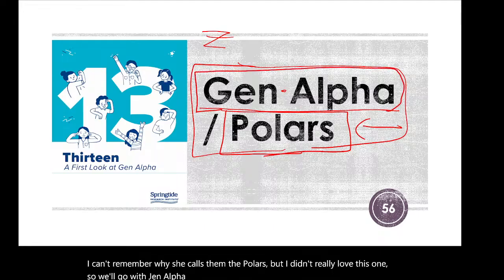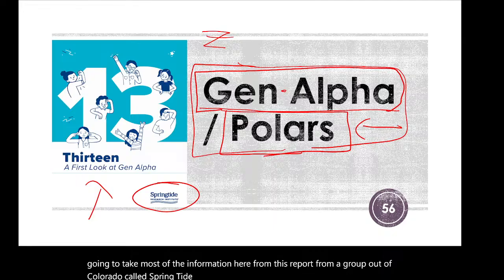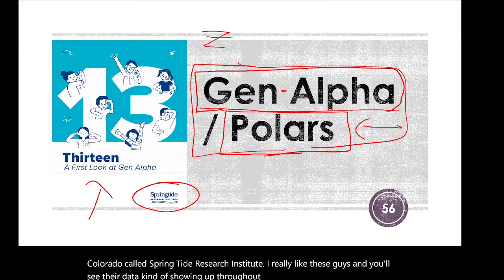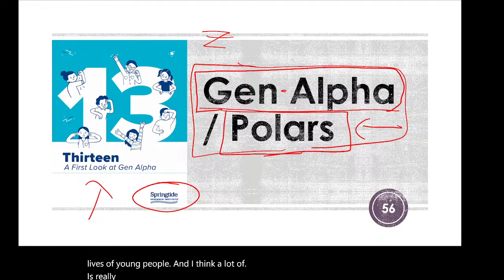Okay, now something worth noting, and I'm going to take most of the information here from this report from a group out of Colorado called Springtide Research Institute. I really like these guys, and you'll see their data showing up throughout the course. They do really cool research, specifically tailored at looking at the lives of young people. I think a lot of it is really interesting. And they do this basically annually.